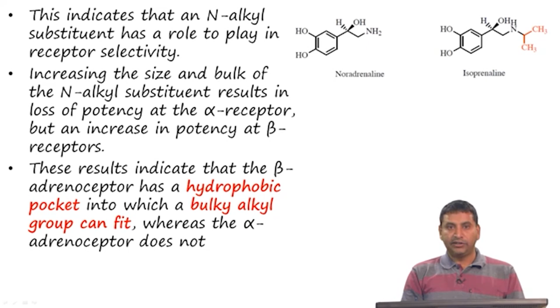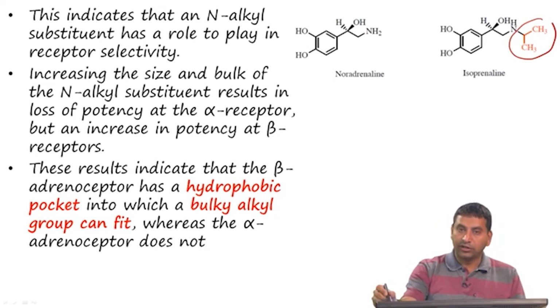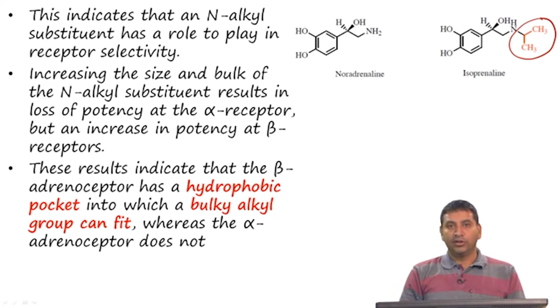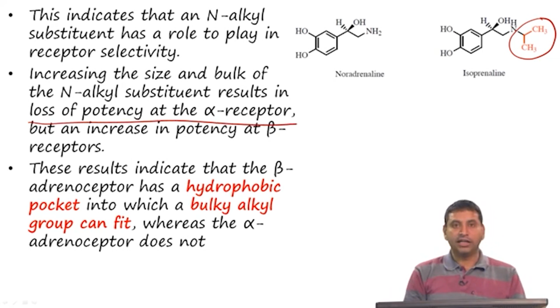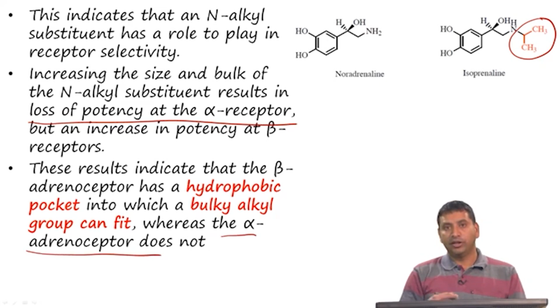This indicates that the N-alkyl substituent is important. Increasing the size and bulk of the N-alkyl substituent results in a loss of potency at the alpha receptor, but an increase in potency at the beta receptor. What this suggests is that the beta receptor has a hydrophobic pocket into which the bulky alkyl group can fit, whereas the alpha receptor does not. This is something we can infer as a difference between the alpha and beta receptors.